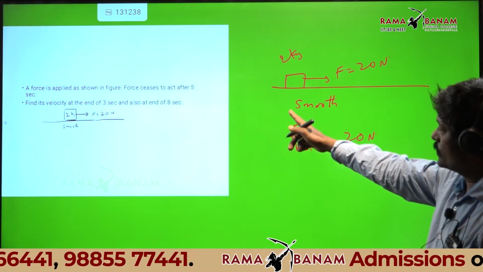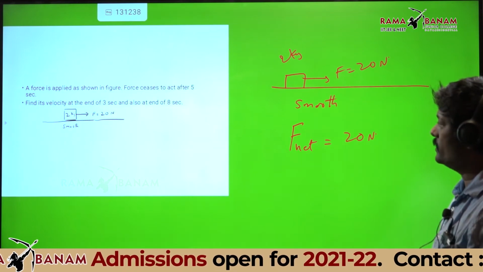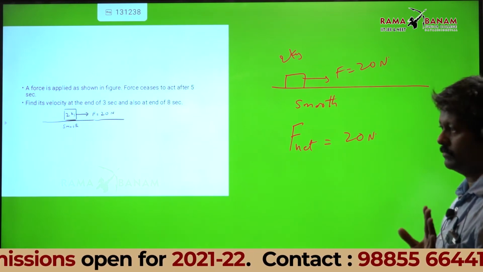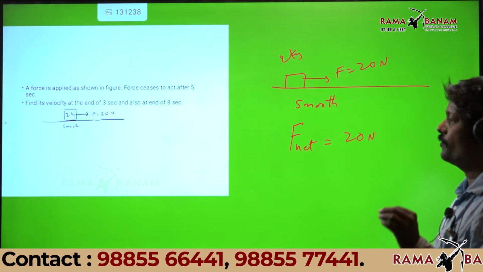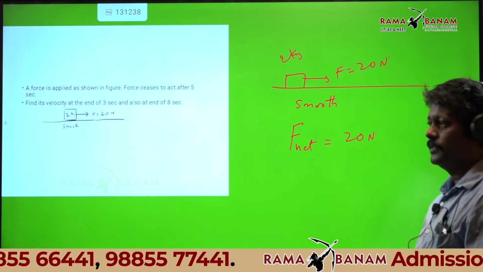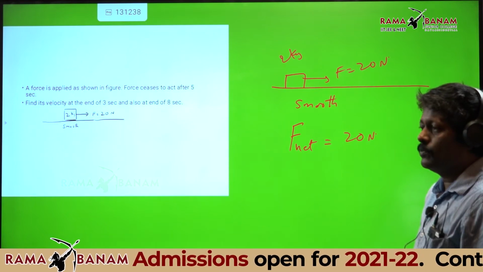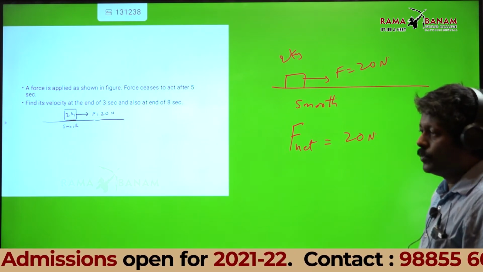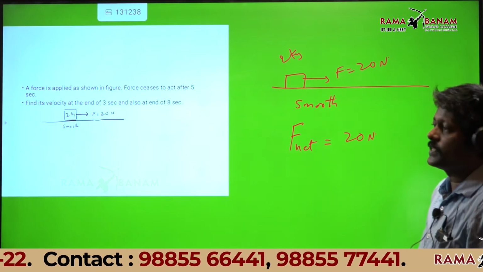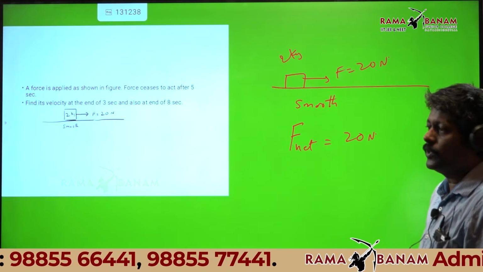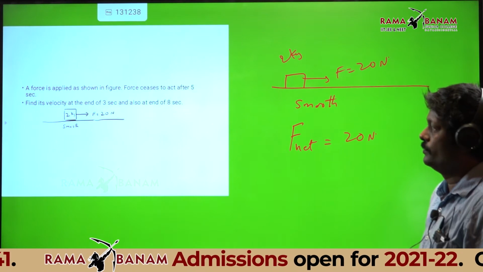But the force acts only for 5 seconds. At the end of 5 seconds, the force disappears. It means the body is going to accelerate for 5 seconds only, and that too with uniform acceleration. It means the velocity of the body keeps on increasing for 5 seconds. After 5 seconds, whatever velocity it acquired, with the same velocity it will continue.